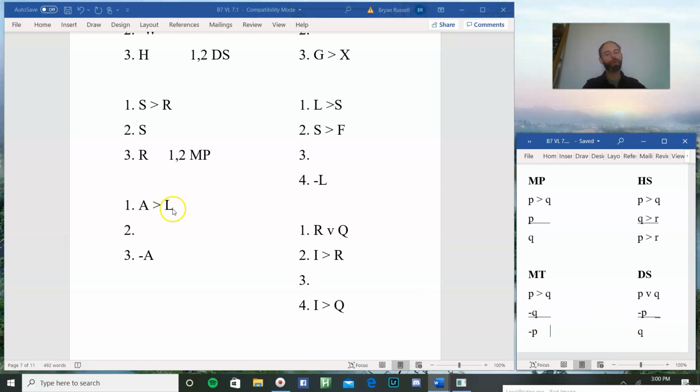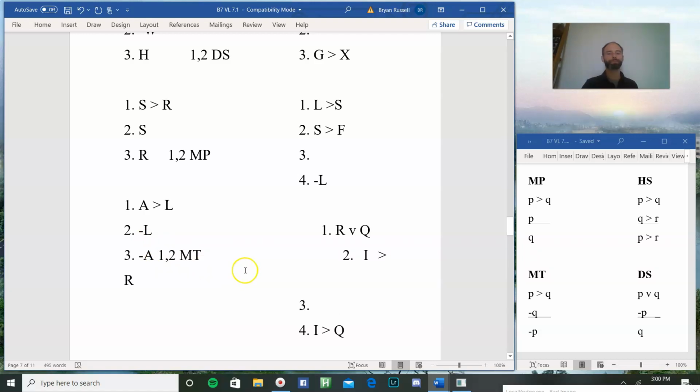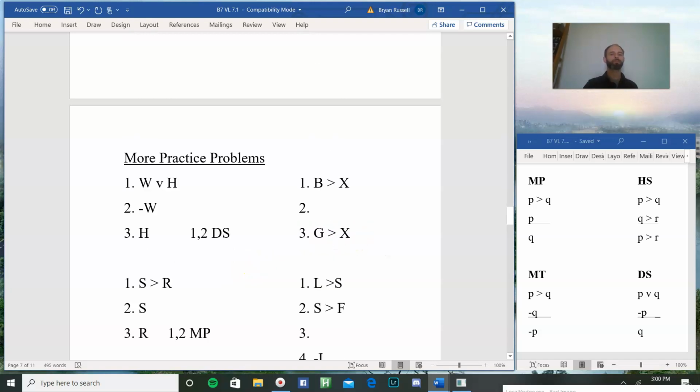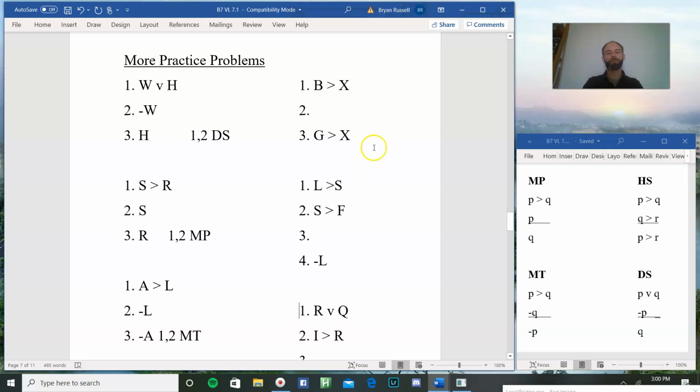So here we have a horseshoe, A horseshoe L, and what we're trying to get is not A. So what we needed, if we follow the pattern of MT on the second line, we needed tilde L. And what did we use? 1, 2, MT. All right, so just a few more then.